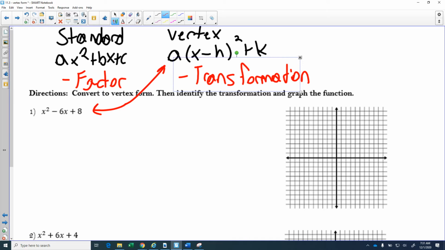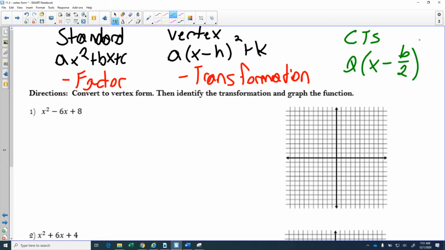What we want to be able to do today is develop our equations to actually create a vertex form. To do this, we're going to bring back a concept that we've already talked about before: the completing the square equation, which is going to come out to be a(x minus b over 2) squared equals negative c plus (b over 2) squared.